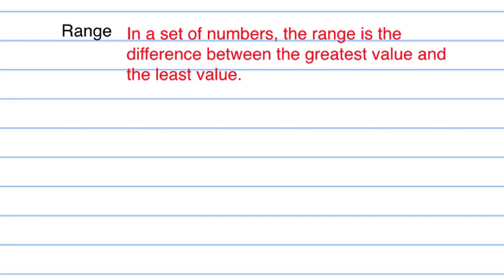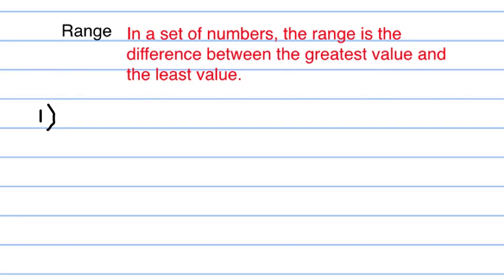We're going to look at one more concept when we talk about subtraction of integers, because range is a subtraction process. So I'm going to put up that definition real quick. Okay, in a set of numbers, the range is going to be the difference between the greatest value and the least value. So we're going to be doing subtraction.